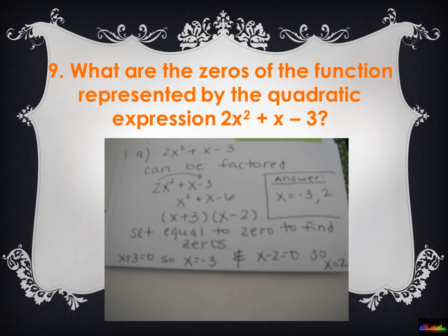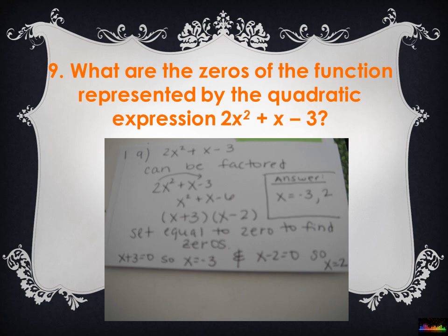This problem asks us to find the zeros of the function represented by the quadratic expression. We know that zeros are the same as x-intercepts, which is also the same as the solution. So you are going to find the solutions of this quadratic. You have two ways you can do it. You can use the quadratic formula, or you can attempt to factor this. I chose to factor this problem just to show you an example of factoring.